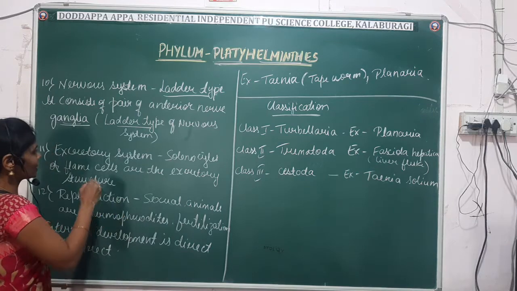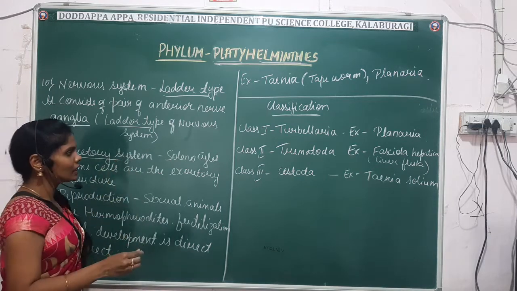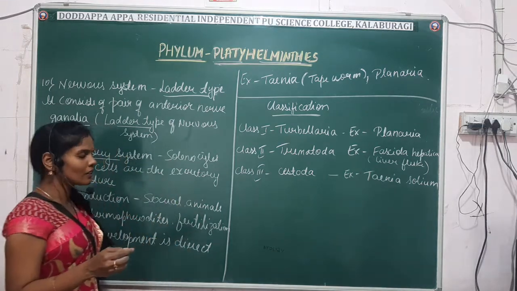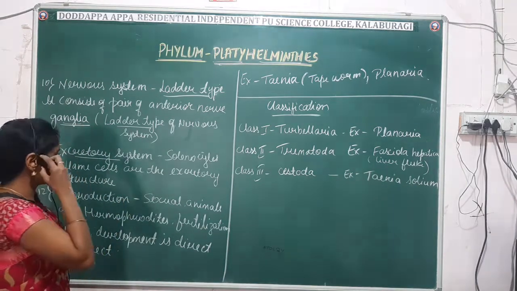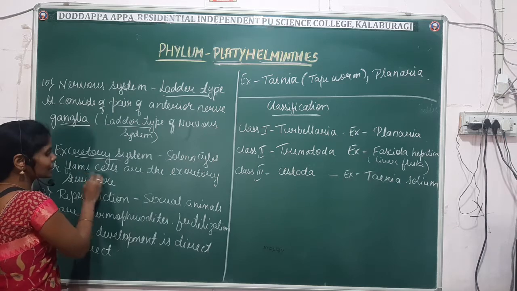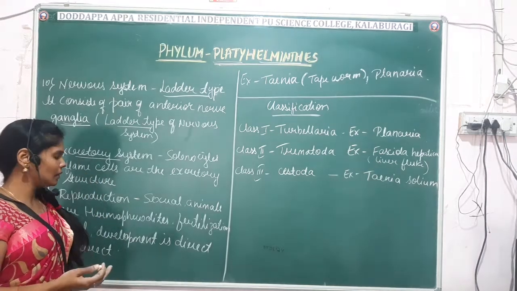Okay. So next comes the excretory system. In platyhelminthes, they have special cells known as solenocytes or flame cells. They are commonly known as the excretory structure.